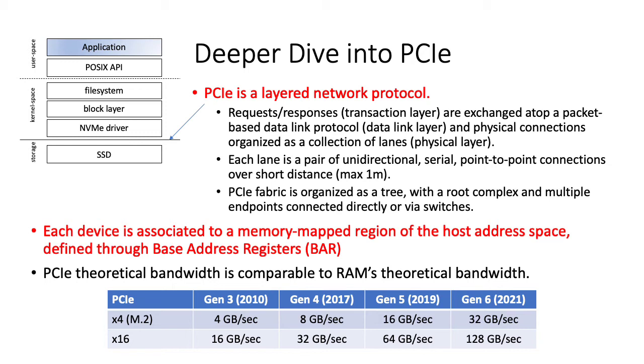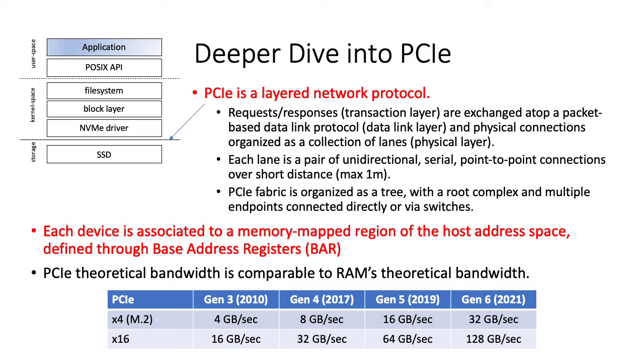Each lane is a pair of unidirectional serial point-to-point connections. That's really important. So PCIe is not a bus, it's a collection of point-to-point connections. The PCIe fabric is organized as a tree with a root complex and multiple endpoints connected directly or via a switch. So the root complex of the PCIe tree is either the host or a PCIe switch.